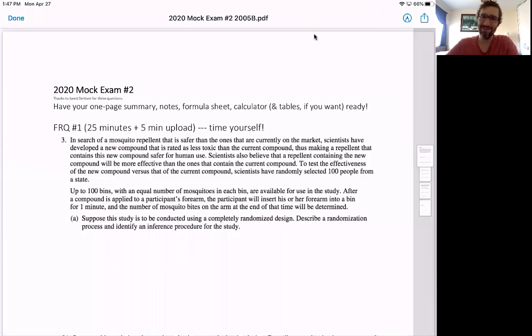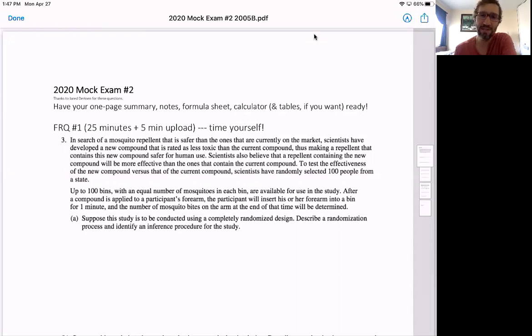Looking at mock exam number 2, question number 1. This question was on a previous AP exam, and my friend Jared Derksen had a couple edits to make it a little bit longer, more similar-esque to the AP exam this year. And you might recognize this as one of my favorite matched pairs designs. We did talk about this back in chapter 4. But back in chapter 4, we did not do really all the parts. I had to leave out certain parts that were on the original question, which you'll see on questions A, B, and C, like asking about identifying inference procedure.